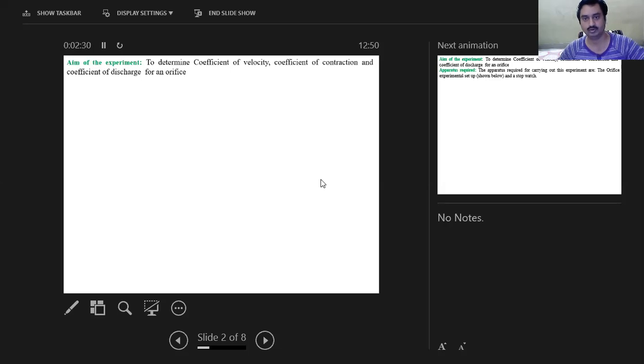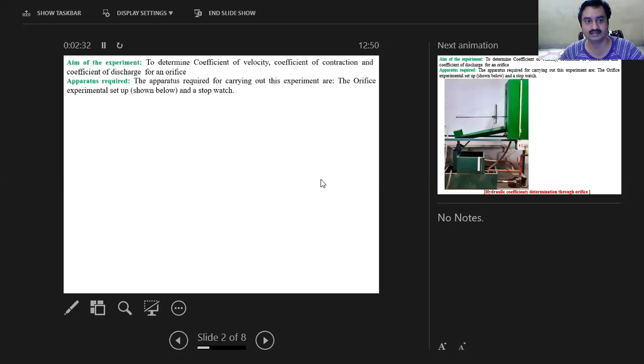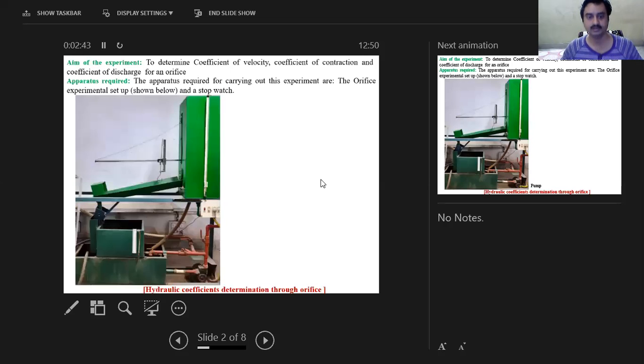Okay. The next point is the apparatus required. We need an experimental setup to determine these 3 coefficients, and also a stopwatch. So this is how the experimental setup looks. It's called the hydraulic coefficient determination through orifice setup. These are the following components. Most of the components are similar to the previous experimental setups we have seen. So let's see them one by one.